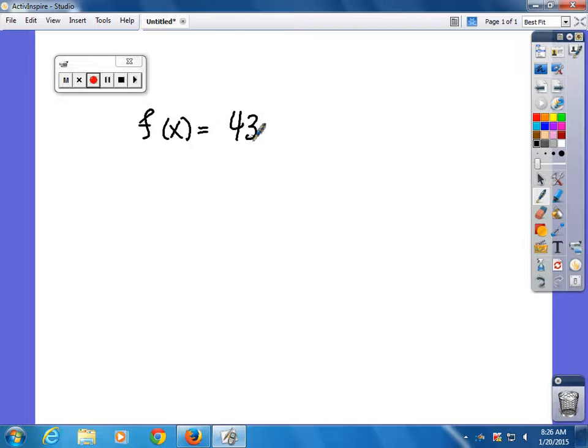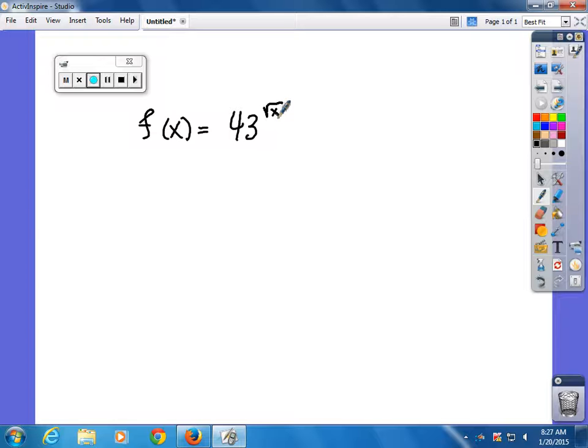43. Square root X. 43 square root X. Is that what it was? 43. Say it one more time. I heard everybody. Huh? 43 to the square root X. Okay, square root X like that.